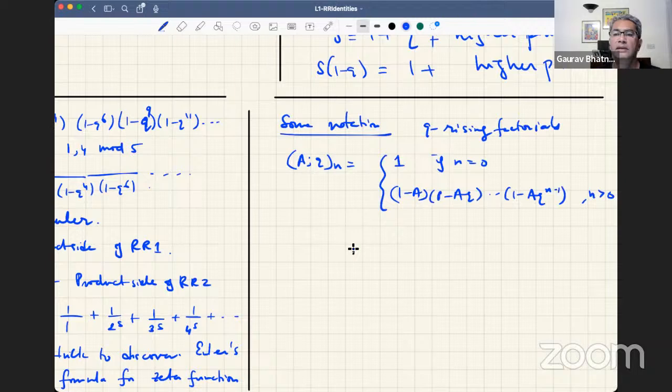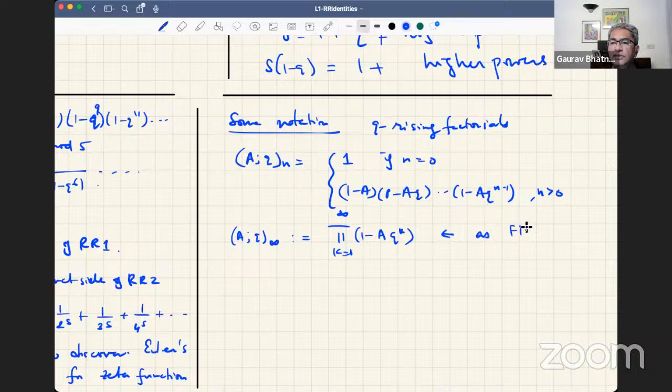We also see the n equal to infinity case, in which case it is the product of 1 minus a q to the k, k going from 0 to infinity. As an analytical object, so as formal power series, no problem. As an analytical object, which we will need, we need this for convergence.